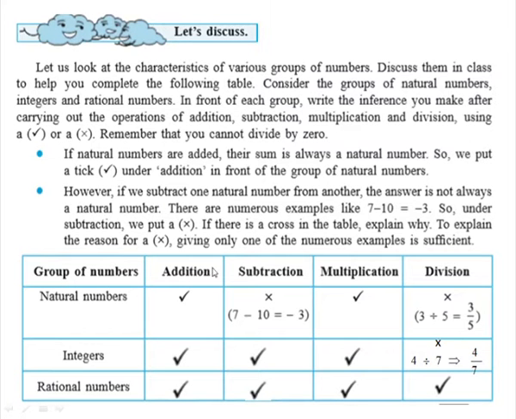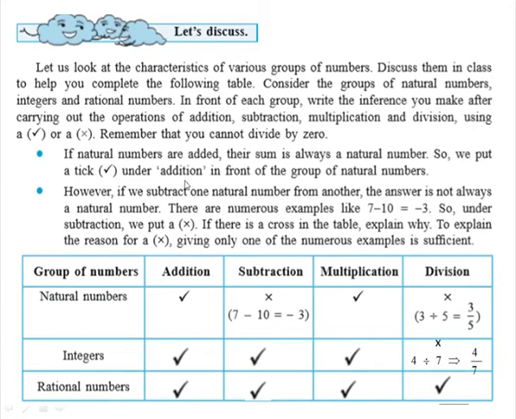Now, look at the table given on page number 35. Let us look at the characteristics of various groups of numbers. Discuss them in class to help you complete the following table. Consider the groups of natural numbers, integers and rational numbers. In front of each group, write the inference you make after carrying out the operations of addition, subtraction, multiplication and division using a symbol of right or wrong. Remember that you cannot divide by 0.